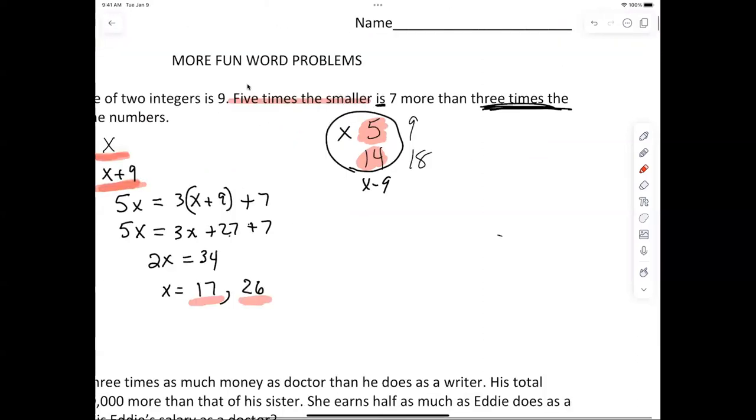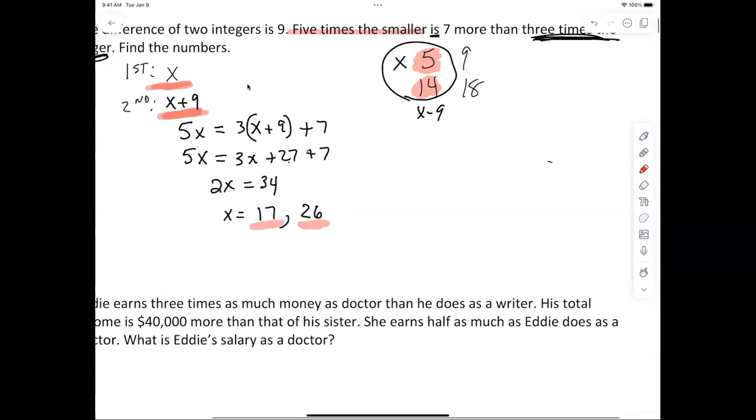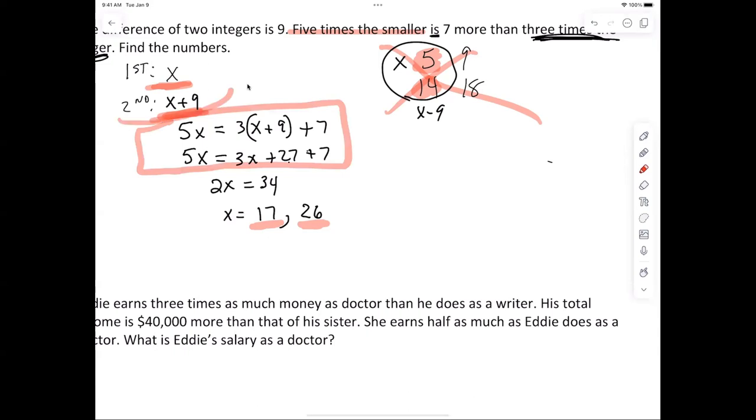Could you have done 9 and 18? Well, I don't know what you mean. These were just examples, Palmer. These weren't the answers. Those were just examples of two numbers that differ by 9. Okay, this was the heart of the problem right here. All right, we have to write our statement and compare those two statements.